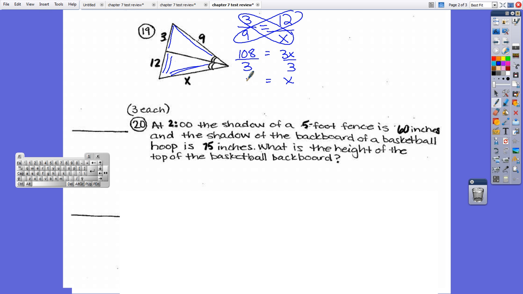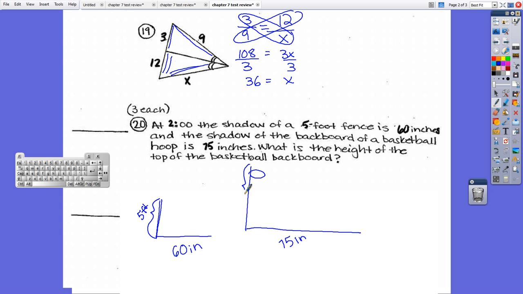At 2 o'clock, the shadow of a 5-foot fence, okay, so I have a 5-foot fence, 5 foot, the shadow is 60 inches long. So this is 60 inches. The backboard of a basketball hoop, okay, and no, I cannot draw. The basketball hoop, the shadow is 75 inches. I want to know how tall that is.